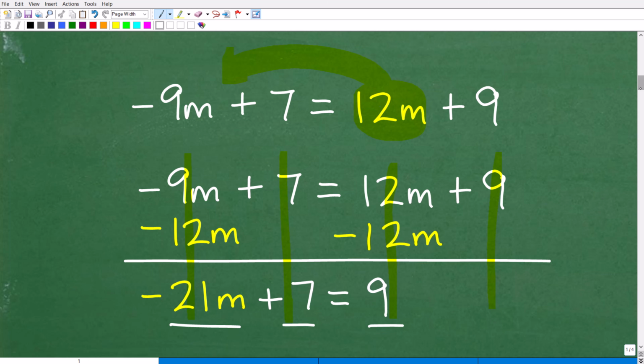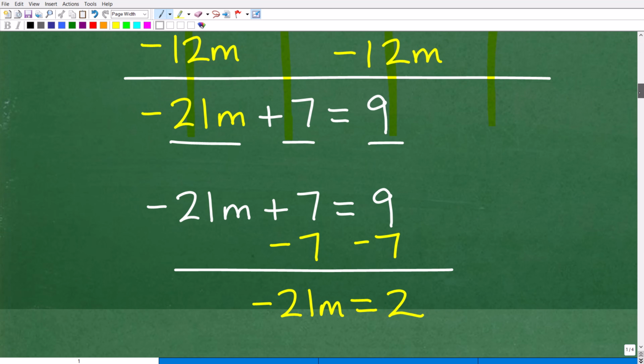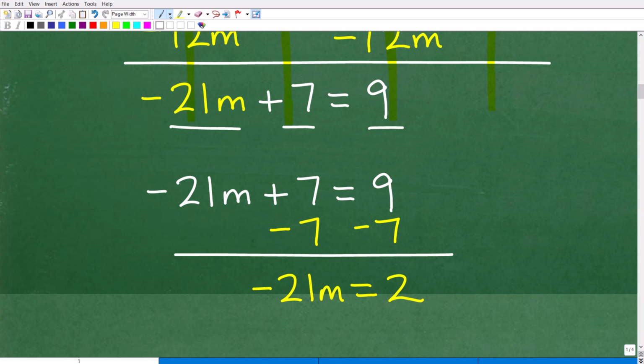Okay? All right, so we're getting very close to the answer here. But we can't do anything until we get this number moved over here with this 9. So let's go ahead and move this 7 to the right-hand side of the equation.